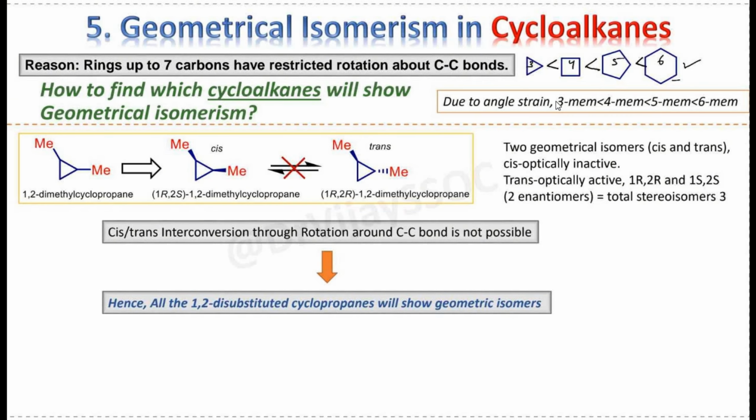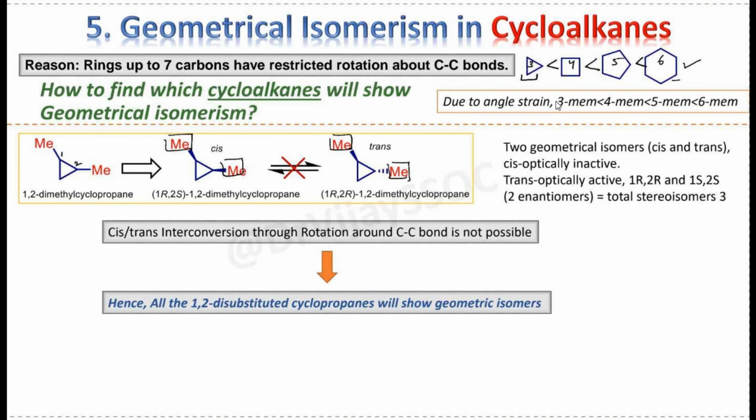Now let's look at the geometrical isomerism in cyclopropane. Cyclopropane can show geometrical isomerism if it is 1,2-disubstituted. So this is, let's say, 1, this is 2. So this 1,2-disubstituted cyclopropane can show geometrical isomerism. This will be cis when you have 2 methyl groups on the same side, and trans when one methyl group is opposite to the other one.